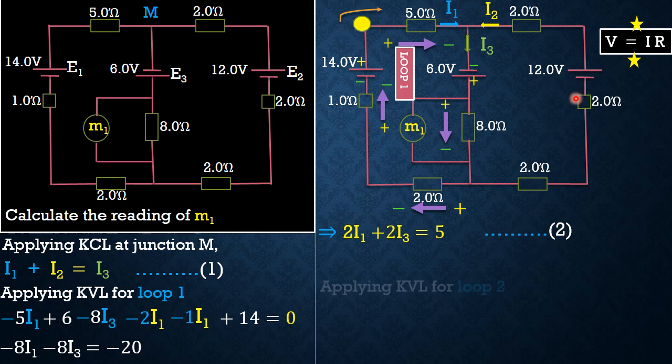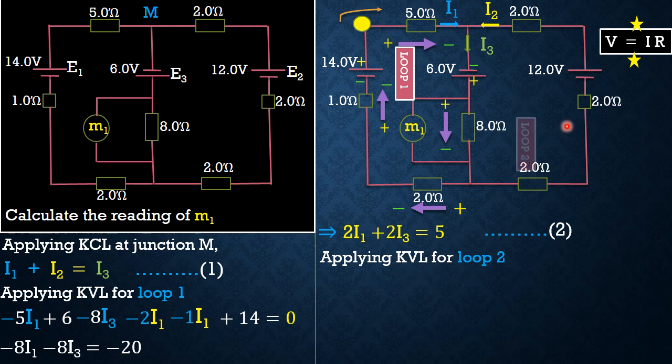To get it, we are going to consider loop 2. We apply Kirchhoff's voltage law for loop 2. This is loop 2, guys. If we start at this particular point, and we could start anywhere, and move in the direction of flow of current, this is how the current moves. Again, the current flows from a positive potential to a negative potential.